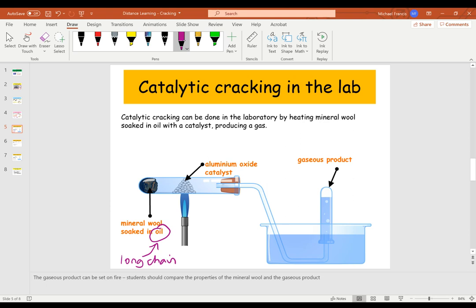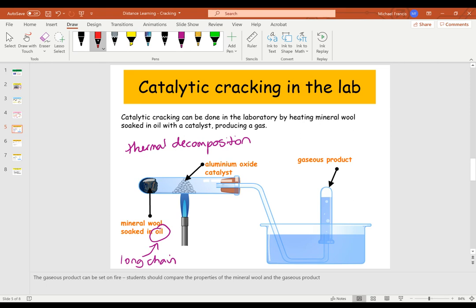What we're going to do is heat the mineral wool and aluminium oxide catalyst because, as we've said, this is a thermal decomposition reaction. So we're going to heat it up so that our oil, our long chain hydrocarbon, breaks down into a short chain one, and our catalyst is going to help with that process.